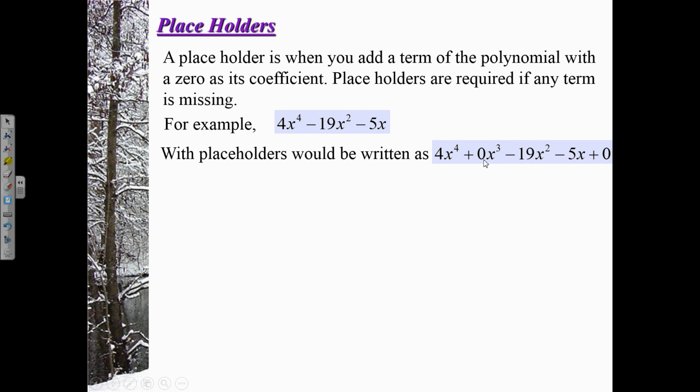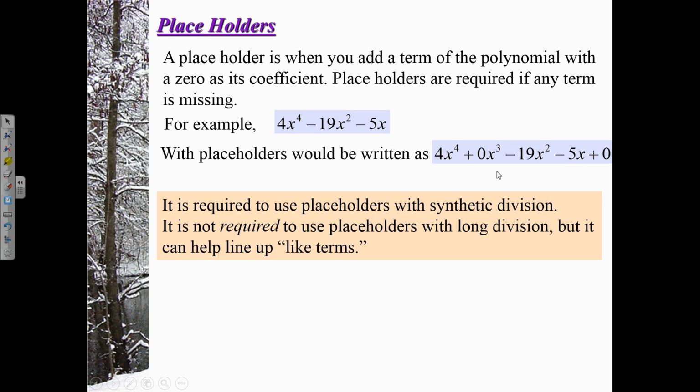So if I were to write this with placeholders, it would look like this. I added 0x to the 3rd for the x to the 3rd that was missing, and I added a 0 at the end for the constant that was missing. It is required to put placeholders when you do synthetic division. You have to put the missing zeros. But it's not required in long division. It's just kind of helpful to organize yourself and to line up like terms. But it is optional there. Okay, so synthetic, it's required. Long division, it's recommended.